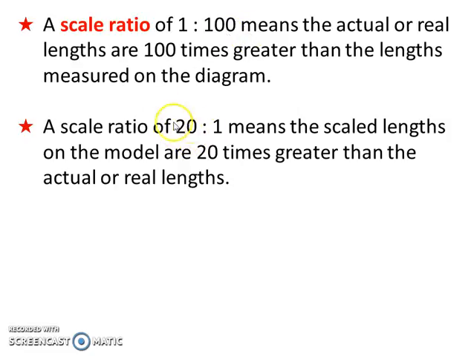If the scale is the other way around, where you've got the larger measurement of your scale first, it actually means that the model is 20 times bigger. You might use that when you're talking about microscopic images, where you want to draw them so people can see what they look like, so you draw them bigger than what they are in real life.